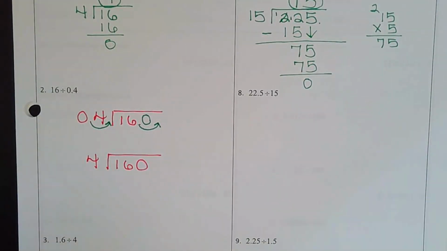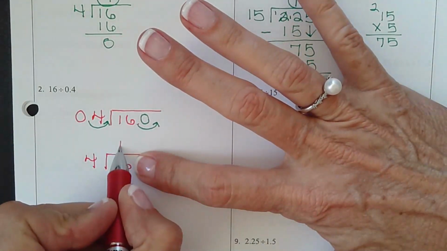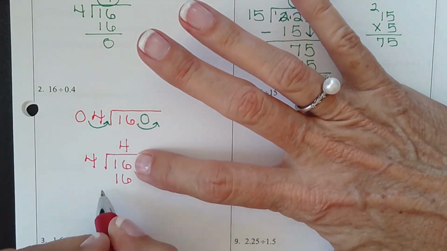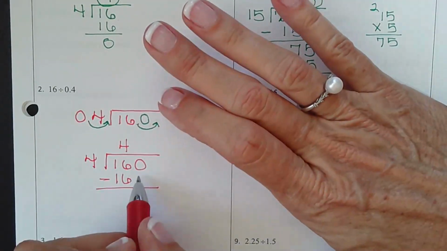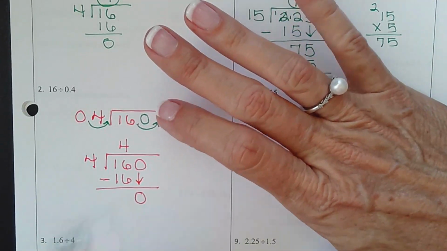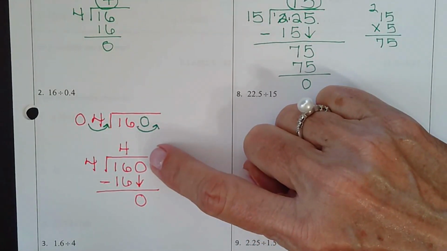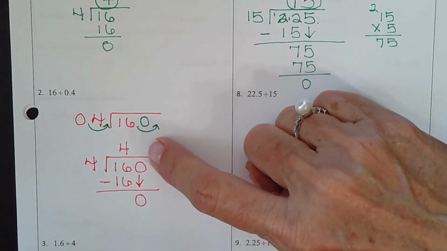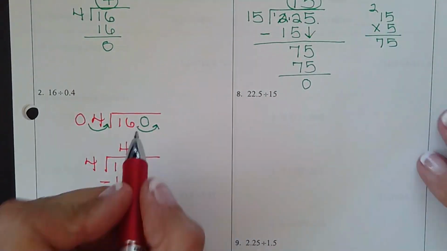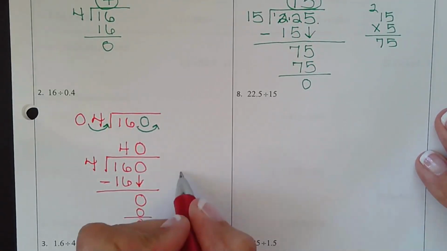No decimals, this is just regular whole number division now. 4 goes into 16 4 times. 4 times 4 is 16. Draw the line, change the sign. 16 minus 16 is 0. Bring down your next number, 0. And we can't stop, remember. We need a number above the 0. That's why it's important that you put your number in the correct place so you know that you're not done. So 4 goes into 0 0 times. 0 times 4 is 0. And there's my answer, 40.